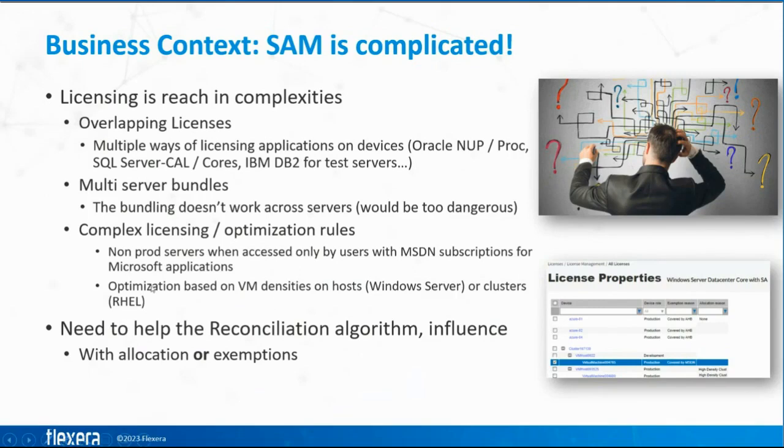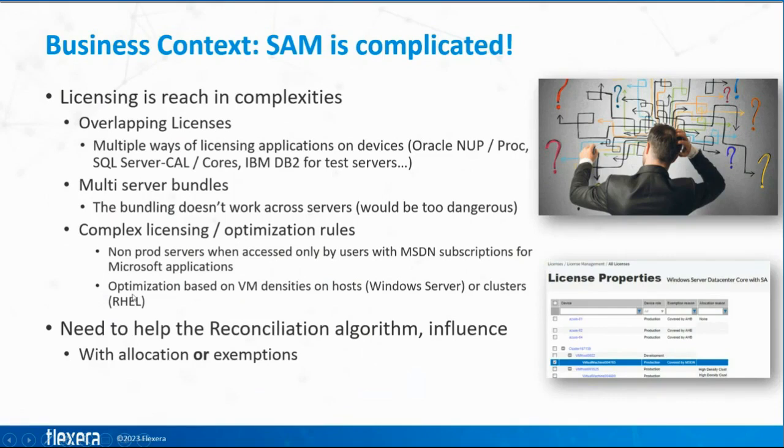And finally, some optimization could be based on the virtual machine densities on hosts, so typically Windows Server. If you have, let's say, 2 VMs in standard edition on a host, even more with the new per VM licensing, it would be worth using standard edition, while if you have 25 virtual machines on a host, which is a powerful host with many cores, you will actually take advantage of using Windows Server Data Center Edition.